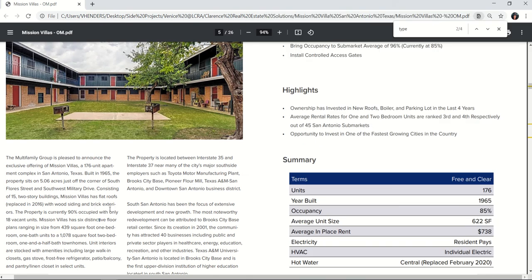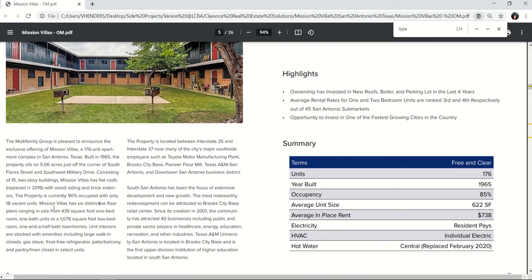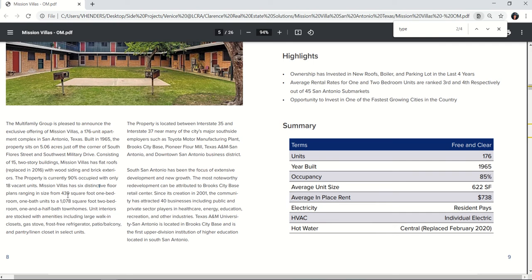Mission Villas has 6 distinctive floor plans ranging in size from 439 square feet, which is a 1-bedroom, 1-bath unit, to just over 1,000 square feet, 2 bedrooms, 1.5-bath townhomes. Interesting. Unit interiors are stocked with amenities including large walk-in closets, gas stoves. Okay, I like gas stoves.